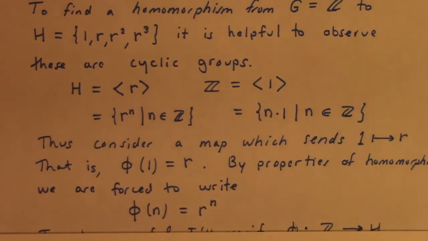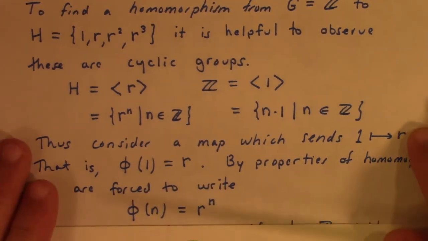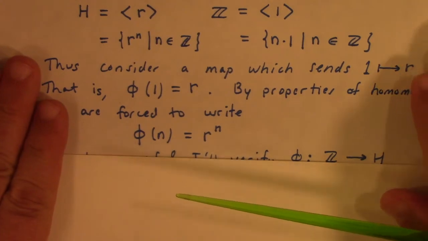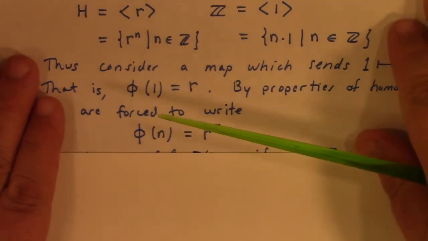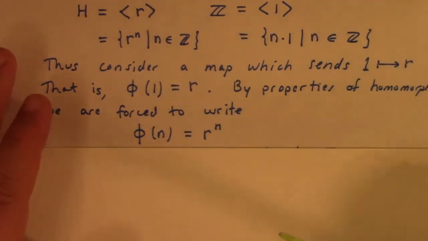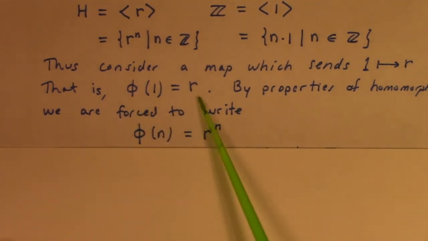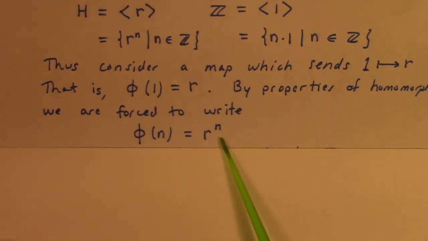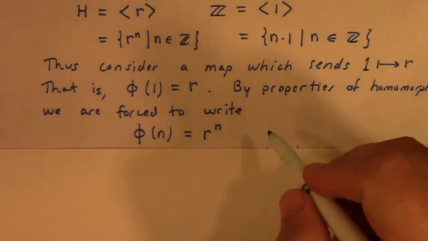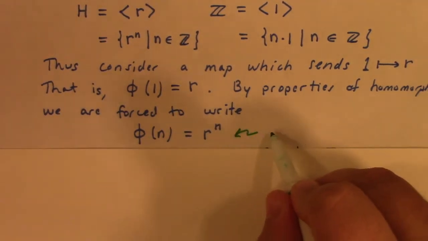Once you have that, the property of homomorphisms, namely that the homomorphism of a product is the product of the homomorphisms, leads you to the fact that n-fold additions give n-fold multiplications. So phi of 1 equals r leads us to phi of n equals r to the n. You don't have to derive this, it's just a definition. So here's our definition of phi.